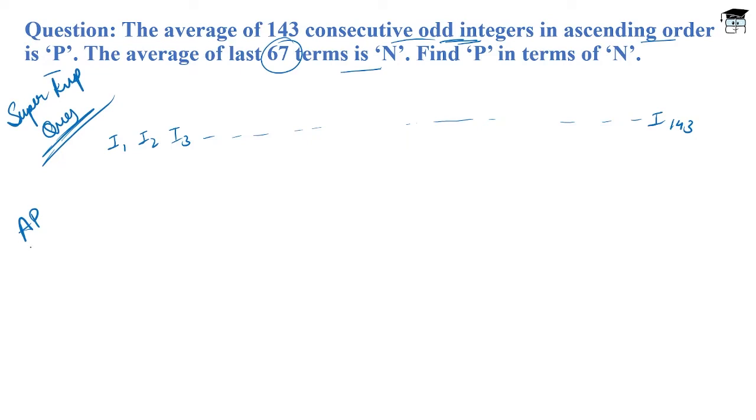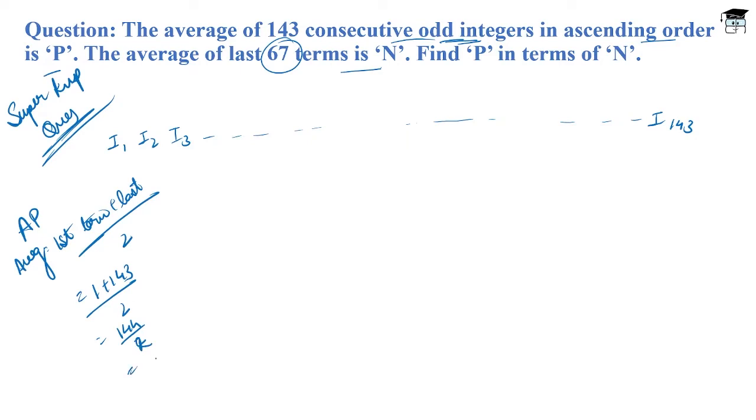Now, we know that when the numbers are in AP, the average is equal to the first term, or the lowest term, plus the last, divided by 2. So, first plus 143 divided by 2. The middle term is equal to 144 by 2, which is equal to 72. So, the middle term, that is I, 72. Alright, the average is P. This is clear to you?